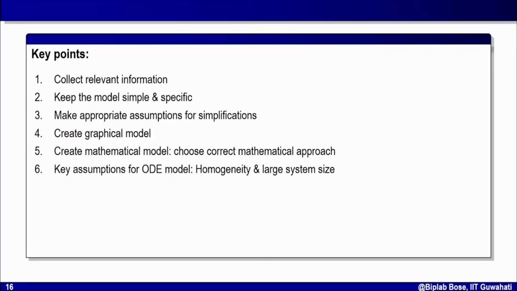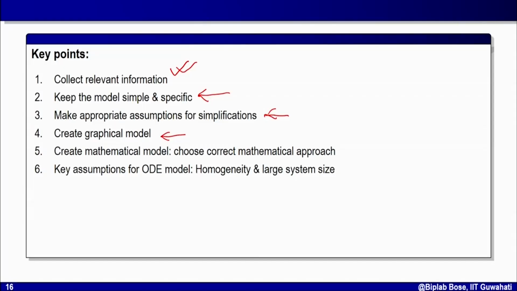So let us jot down what we have learned in this module. If you have to create a mathematical model, first collect all relevant information. That is critical. Once you have collected all information, try to simplify. Keep the bare minimum essential things. Then make some assumptions. And once you have made the assumptions to simplify the model, create a graphical model. In all cases you don't need it, but in many cases it is better to draw a graphical model because it will help us to write down the mathematical model. Once you have done the graphical model, go for the mathematical model.